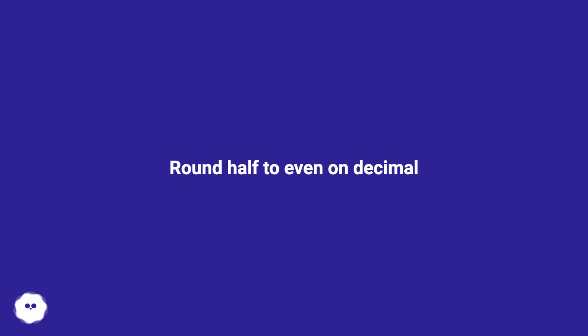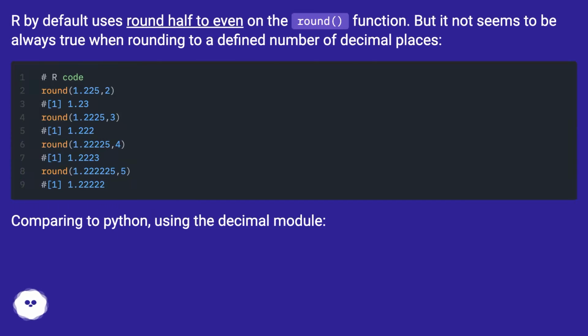Round half to even on decimal. R by default uses round half to even on the round function. But it does not seem to be always true when rounding to a defined number of decimal places.